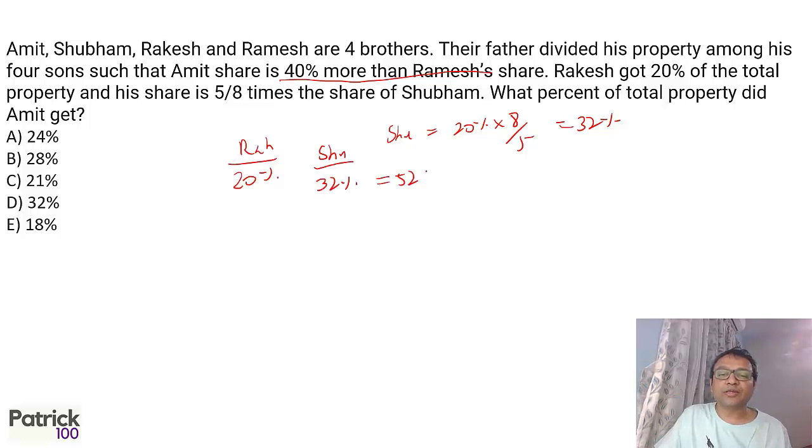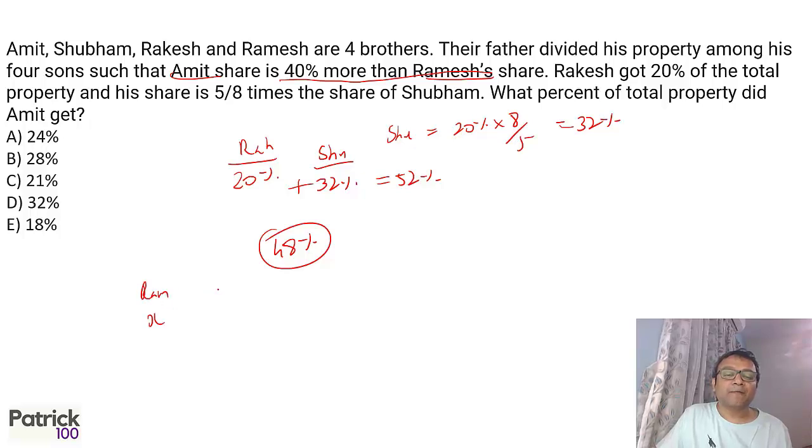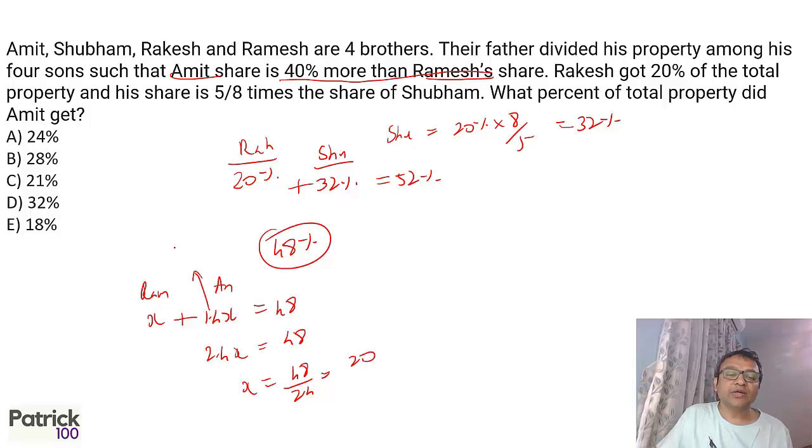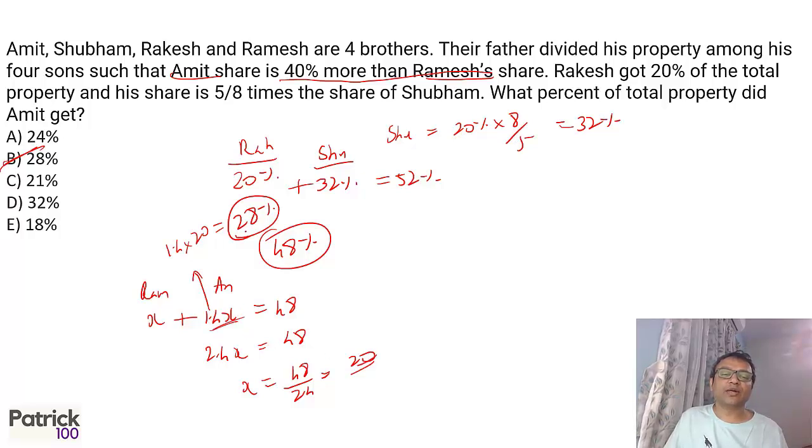So the total becomes 52%, and what is left, 48%, is the balance. Now the 48% has to be divided between Amit and Ramesh, and Amit gets 40% more than Ramesh. So if Ramesh is x, then Amit will be 1.4x, 40% more. So 2.4x is 48, and x equals 48 upon 2.4, which is 20. Which means Amit's share is 1.4 into 20, which is 28%. B option.